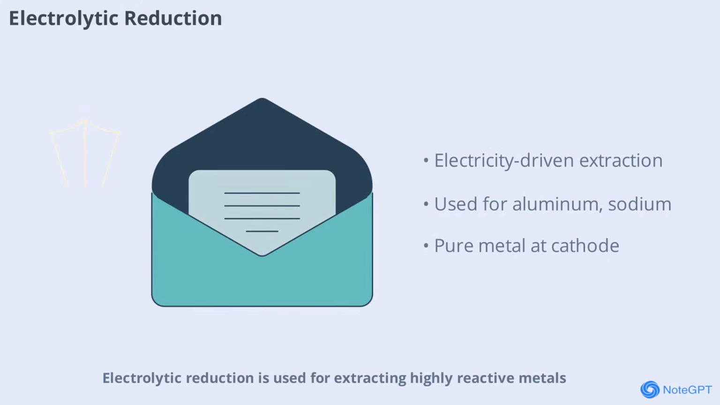Electrolytic reduction is used for extracting highly reactive metals. The ore is melted and electricity is passed through it, causing the metal ions to migrate to the cathode and get deposited as pure metal. This method is used for metals like aluminum and sodium. Although it requires a lot of energy, it's the only way to extract these metals efficiently from their ores.